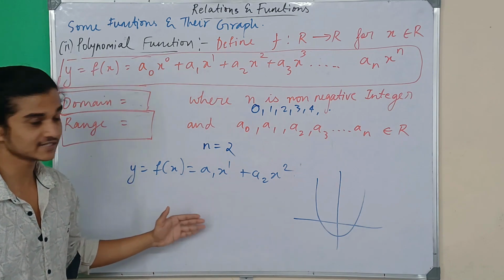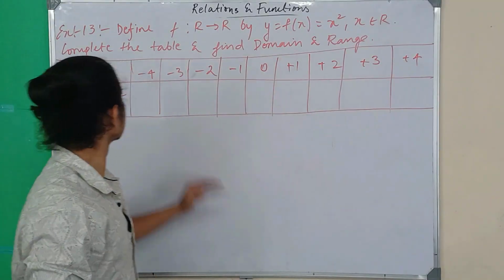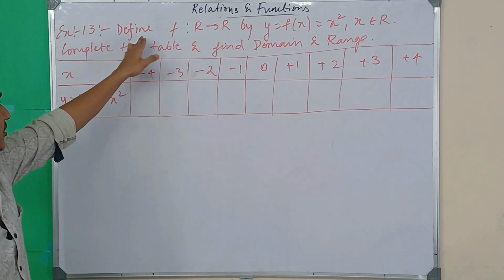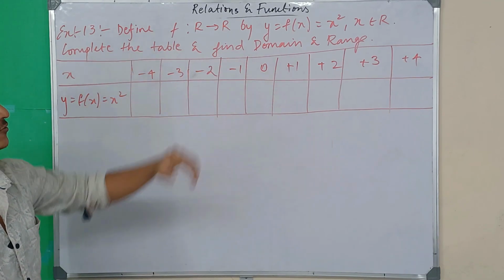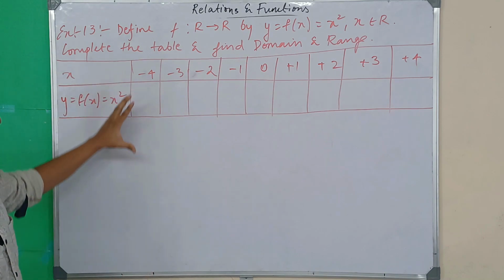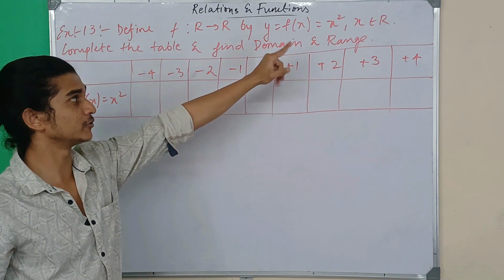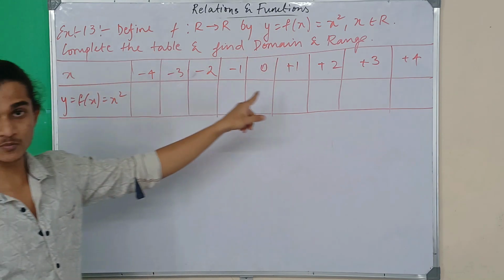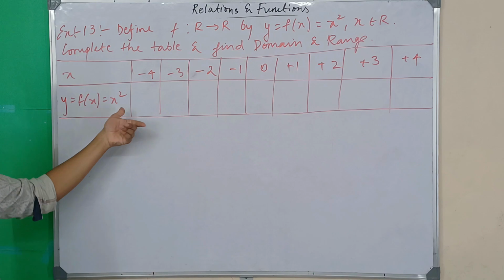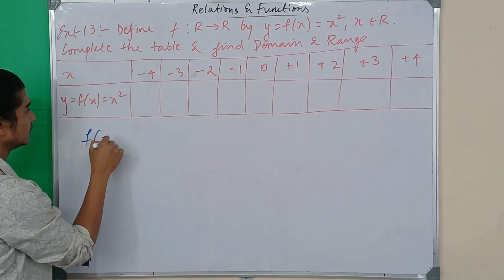So let us try to solve an example on polynomial function to understand it properly. So the problem is, example 13: define a function from R to R by y equal to f of x equal to x square, where x belongs to real numbers. We're supposed to complete this table and find the domain and range of this particular function, which is y equal to f of x equal to x square. So we have this table. For x, they have given all the possible inputs, and we're supposed to find the outputs. So our function is f of x equal to x square.